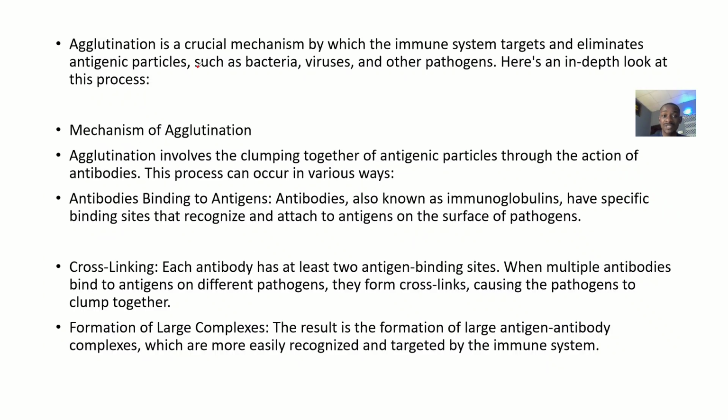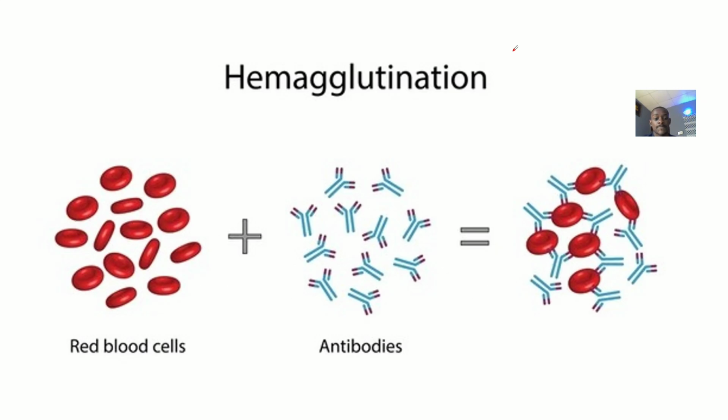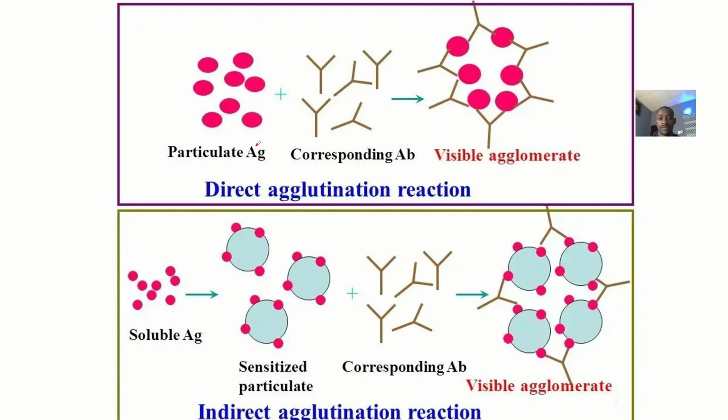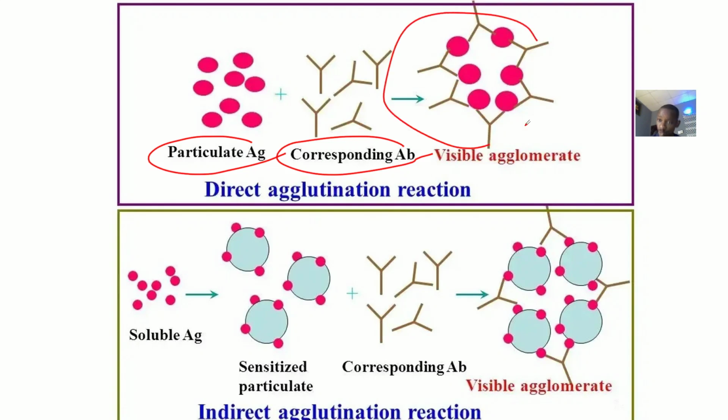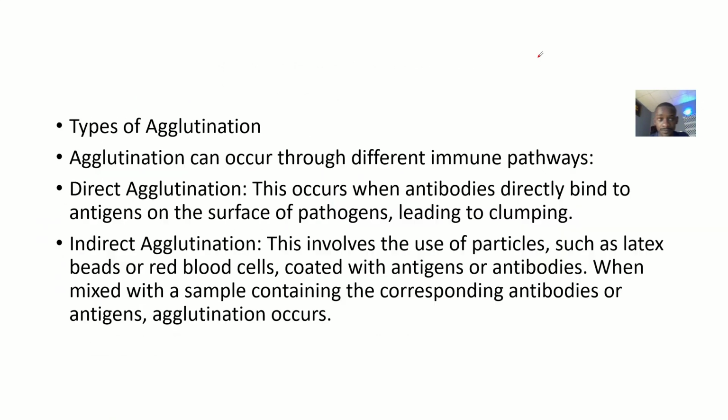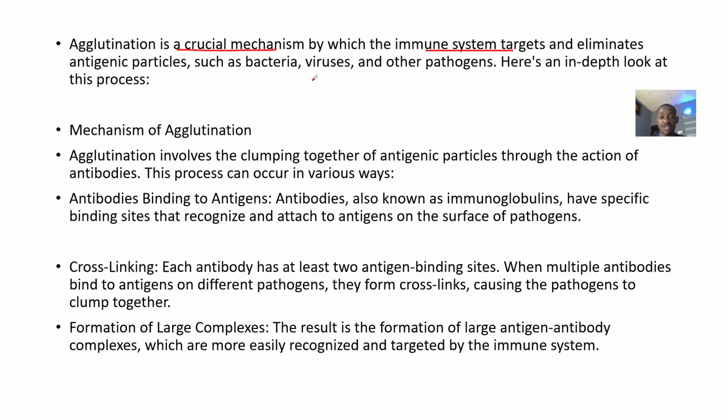For definition, we say that agglutination is a crucial mechanism by which the immune system targets and eliminates antigenic particles. What are antigenic particles? Things that are foreign to your body that have the tendency of causing you a disease. So antigenic particles include things like bacteria, viruses, and other pathogens. Antigens bind with antibodies, so the antibodies will help to hold them in one place. Then eliminate them. So what is the mechanism of agglutination?